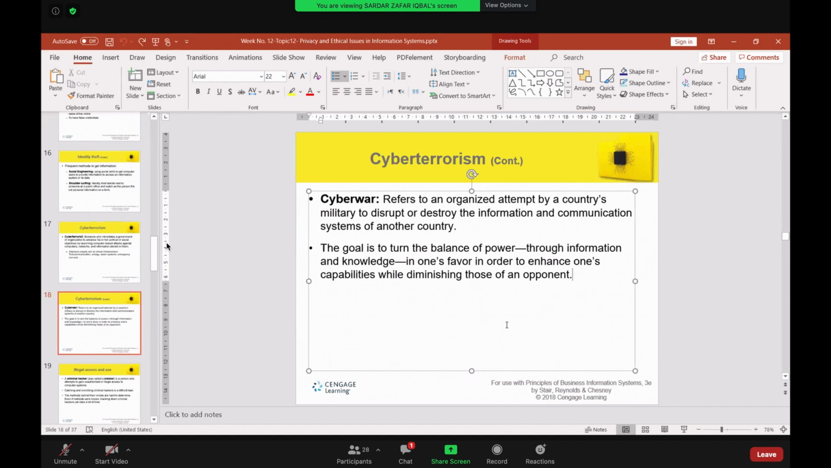I mean, communication is key nowadays. Without data, without information, without communication, you are nothing. So in cyber war, when militaries attack other countries, they try to destroy the communication: the satellite, the internet, the telephonic communication, all types of communication. The main reason is the balance of power. One country tries to control the other countries, or they want to be at an equal level.